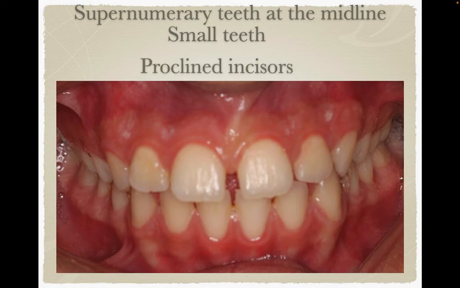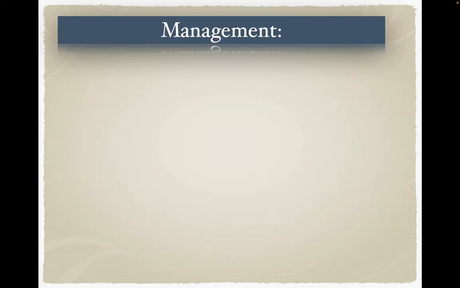And the last one is proclined incisors. So if your incisors are proclined, which means that they get more space. So if they get more space, then that means that we might have this space located between the two central incisors, and we have a median diastema.